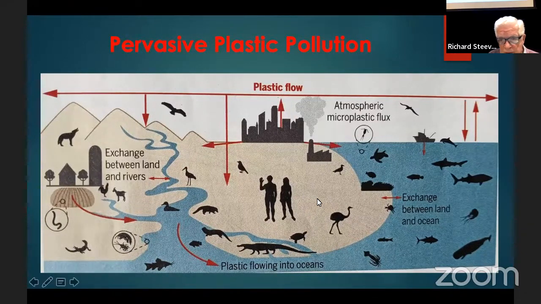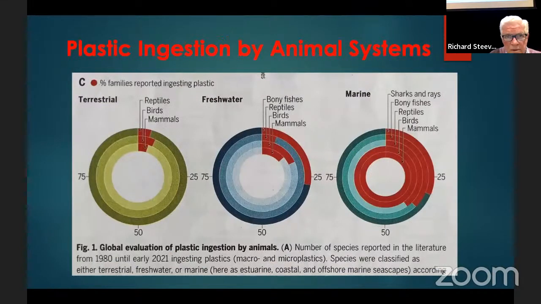So these are the different ways. There's an exchange between land and the ocean here, plastic flowing down rivers, even some plastics. Sometimes farmers have put down a plastic bed to hold and prevent erosion, and that breaks down into little plastics and gets off into the water. So how does it get to us?